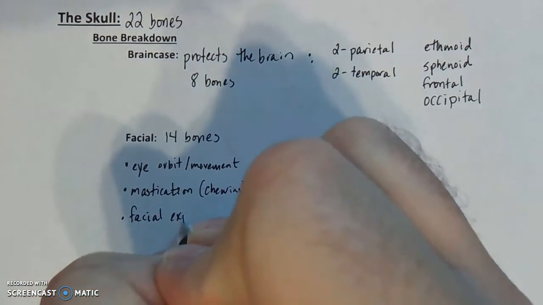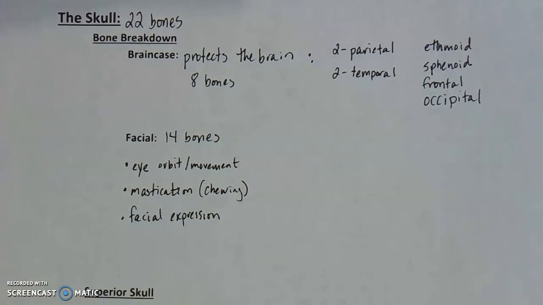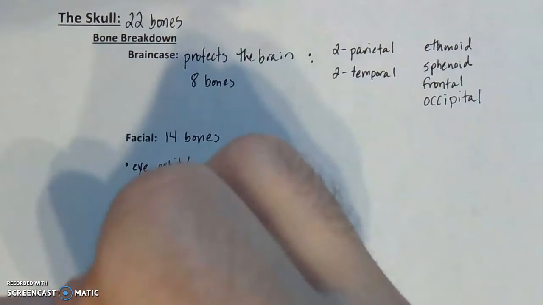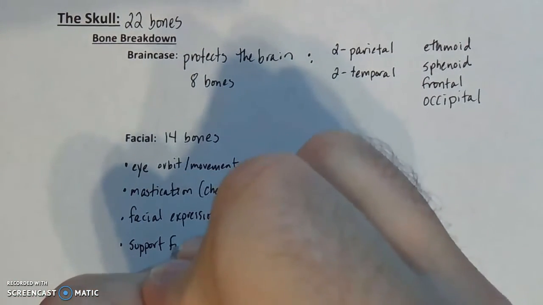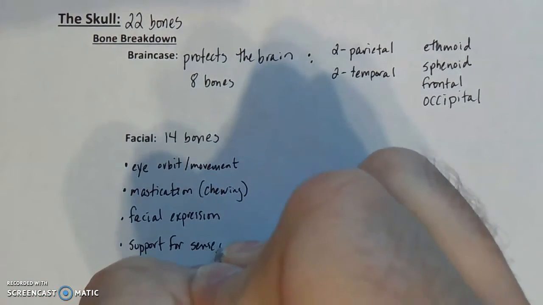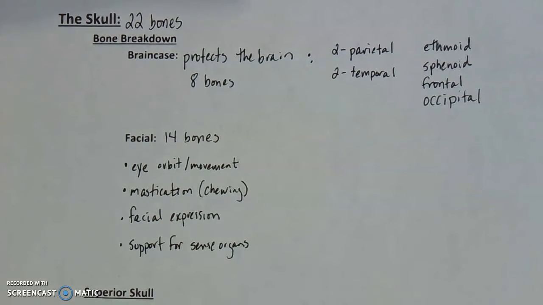Facial expression. So the placement of the bones and the attachment sites for the different muscles allow us to give expression. A little bit harder to see now in the times of COVID. And we have support for sense organs. So smell, taste, and hearing and sight.